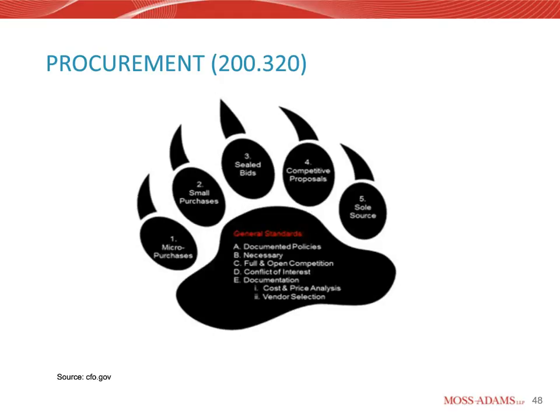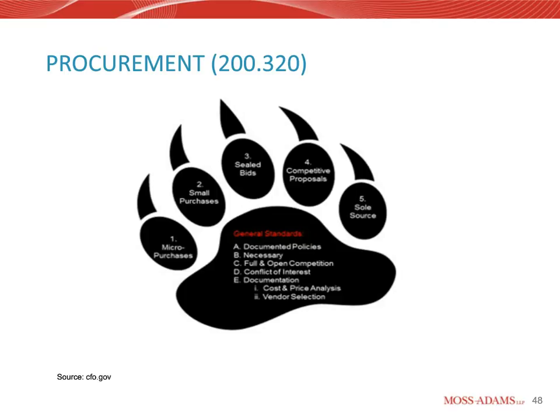Before diving into the methods, I wanted to clarify that all 5 procurement types must comply with the procurement standards in Section 200.318, which can be summarized generally as follows. 1, the purchase complies with the non-federal entity's documented procedures in place. 2, purchases are necessary. 3, open competition. 4, conflict of interest policy. And 5, proper documentation for the purchases.